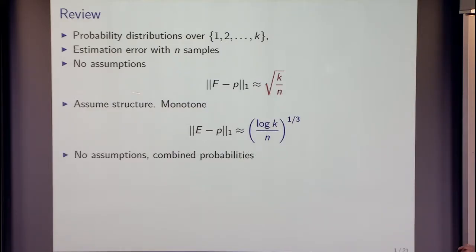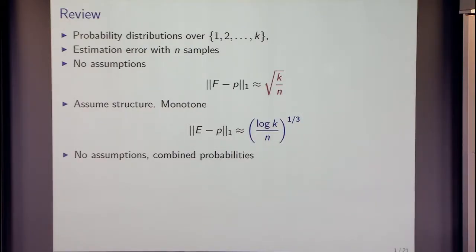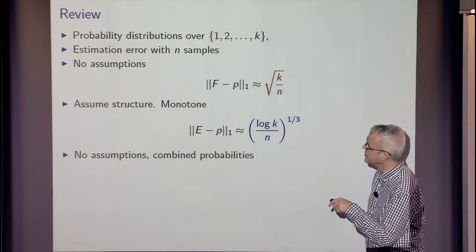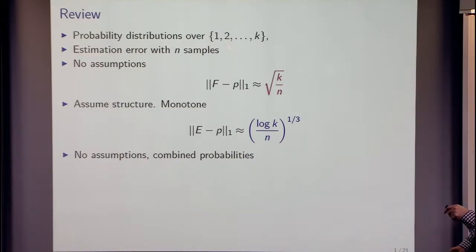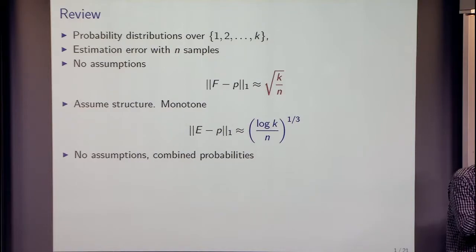And then yesterday, we asked, what if you don't want to make assumptions on the distribution? You don't want to assume that it's monotone, for example. Then what you could do is change your criterion a little bit. Instead of estimating the distribution exactly, just estimate the probability of things that appear any given number of times, which is in some sense the best you can do anyway because you cannot distinguish between them.